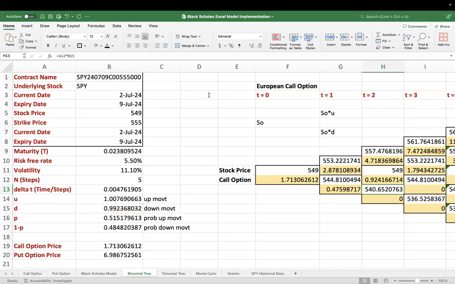So a question asks: since the option will expire after 6 days, why do we calculate for more than 6 days? Okay, see, these are the time steps. These are generally used to perform the calculation, irrespective of t.